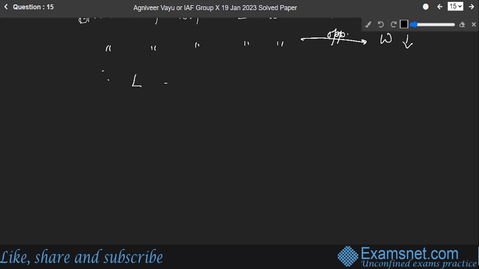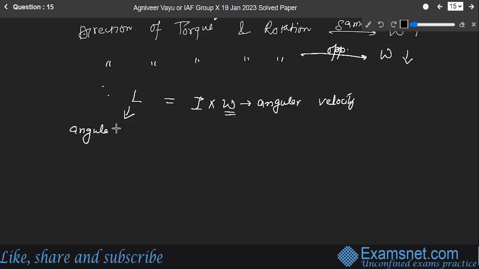Therefore, L is equal to I times omega, where sorry, this is angular velocity, not momentum. I have been saying angular momentum. This is angular velocity, this is your angular momentum, and this is your moment of inertia. Now let's get back to our problem.